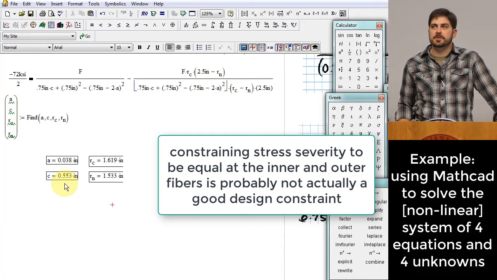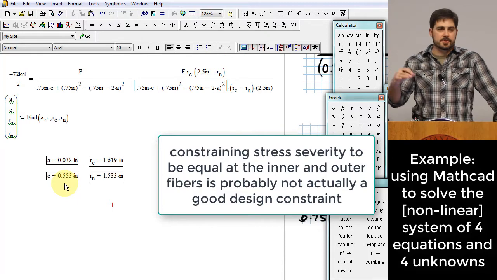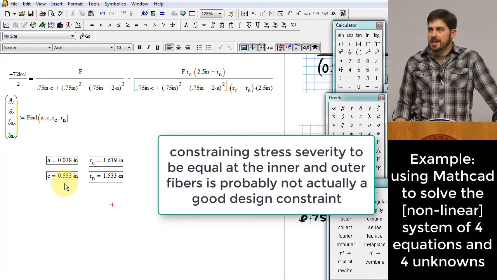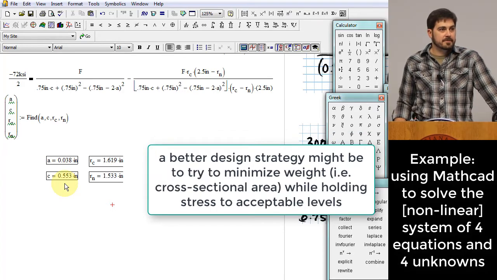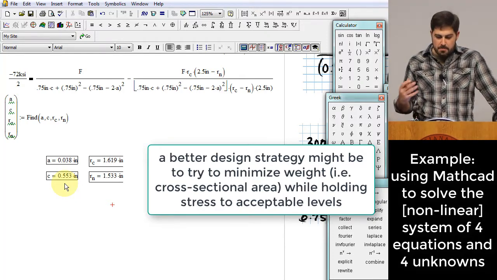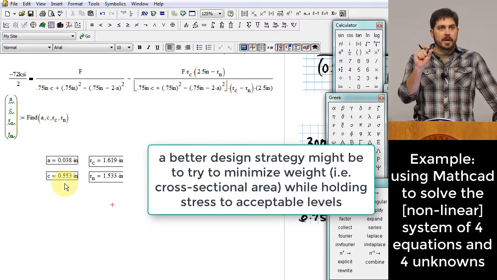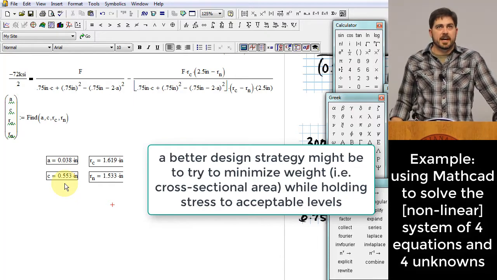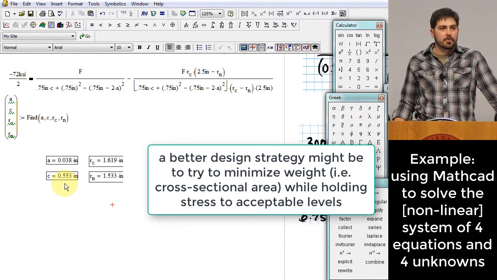Probably, at least for most designers, a lot of things can be part of your rationale as you're designing things, but one of the main things that we design for frequently is weight. You try to minimize material. So you might look at this thing and say, I'm trying to minimize the area of my cross-section because that's how I minimize weight.